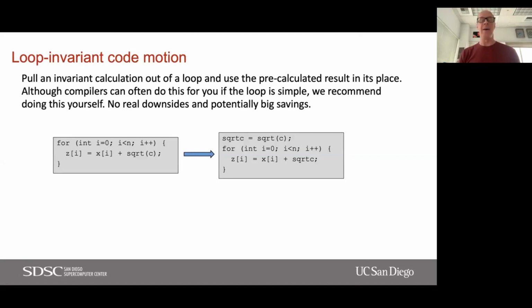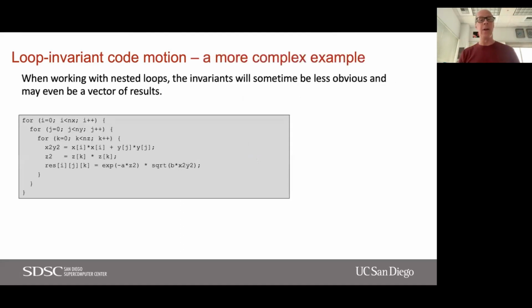In this case, again, this is a little contrived, but we're looping over elements of an array, setting z of I equals x of I plus square root of c. There's no reason that we need to do that square root calculation for every iteration. We can do that once. We can pull that out, calculate it before the loop, and then use that result over and over.